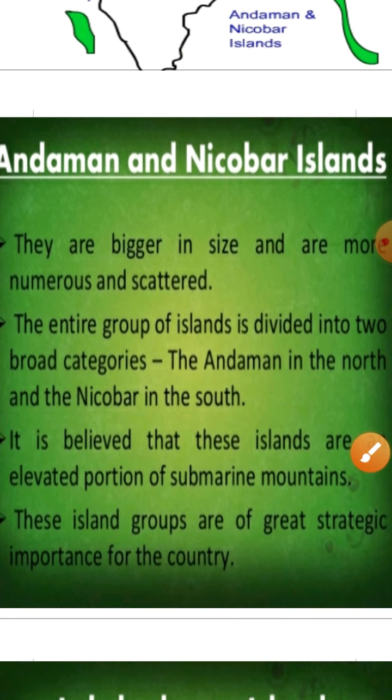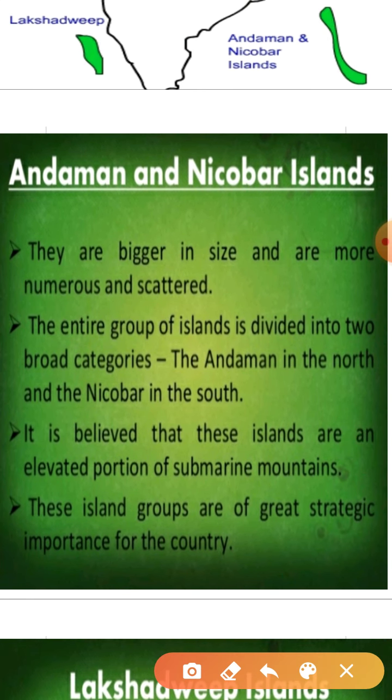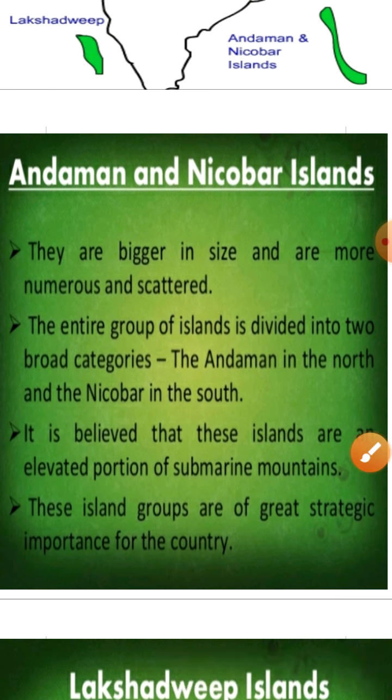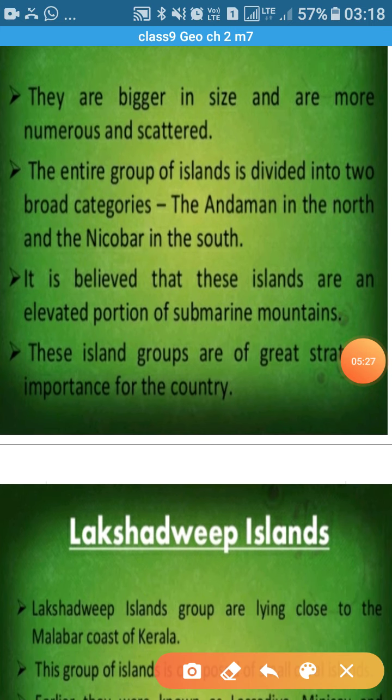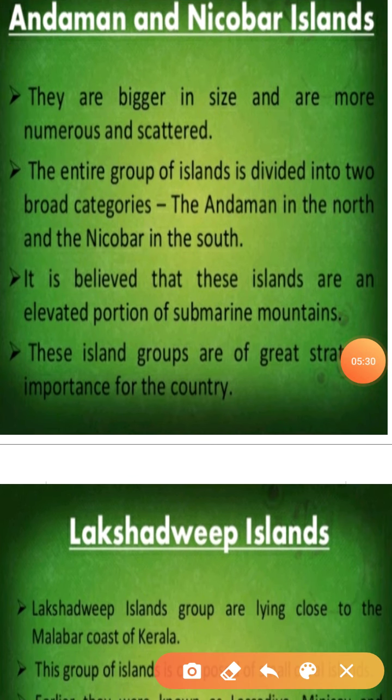First we talk about Andaman and Nicobar. They are bigger in size and are more numerous and scattered. As you can see, they are bigger in size in comparison to Lakshadweep. Second thing, the entire group of islands is divided into two broad categories. The north is called Andaman and the southern part is called Nicobar. It is believed that these islands are an elevated portion of the submarine mountains.